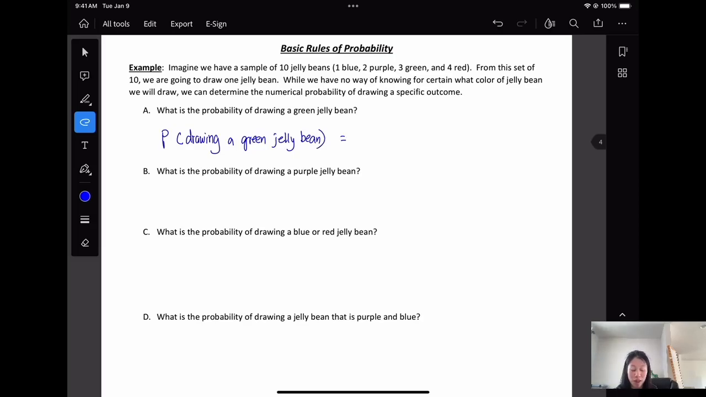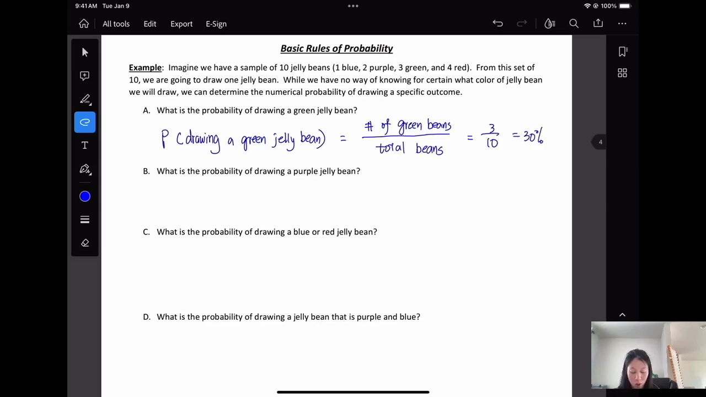Okay, so this should equal the number of green jelly beans over the total number of jelly beans. So we have 3 green jelly beans out of 10. So the probability of drawing a green jelly bean is going to be 30%.